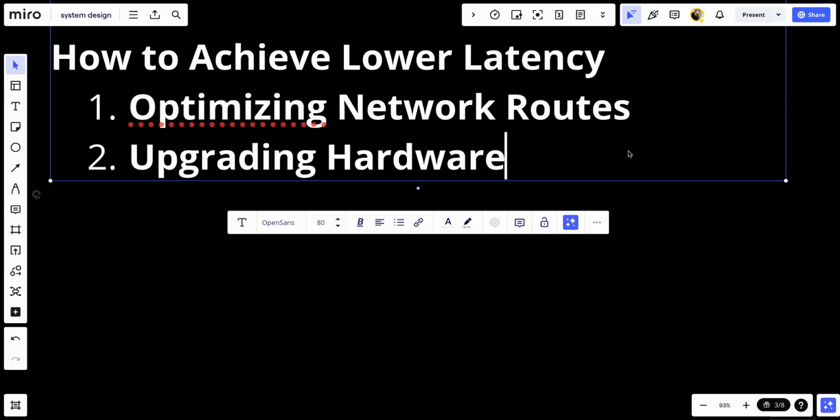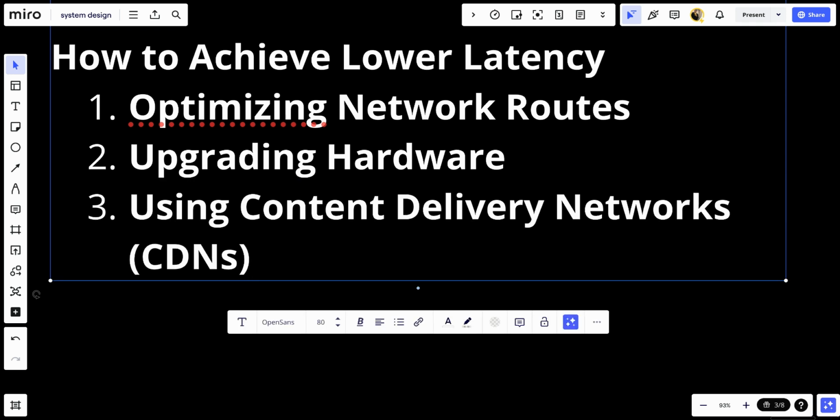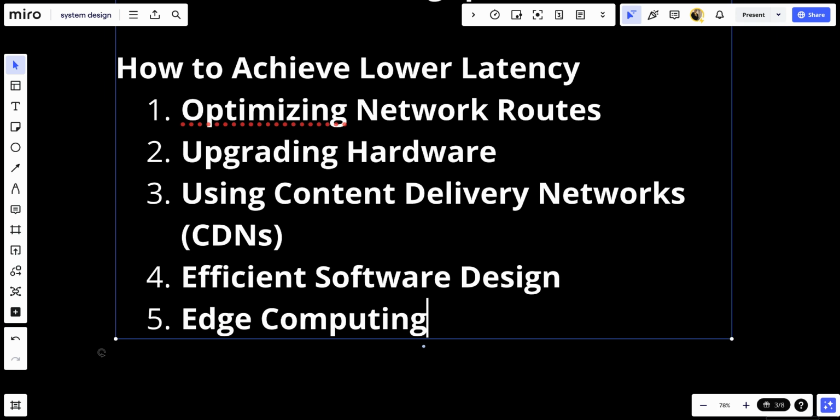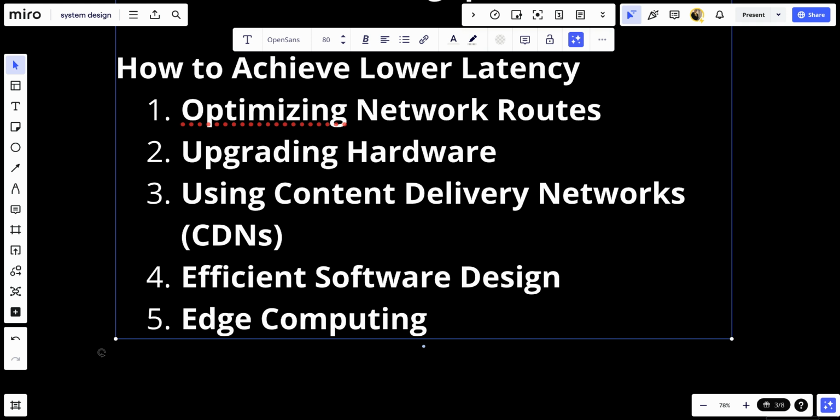Also, using content delivery networks. So CDNs can reduce transmission latency by caching content in multiple geographical locations closer to end users. And number four, efficient software design. So writing software and algorithms that are efficient and that minimize processing time can also reduce latency. And lastly, we have edge computing. So placing computation and data storage closer to the location where it is needed to decrease transmission time.